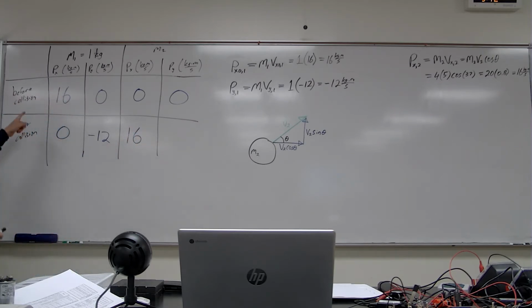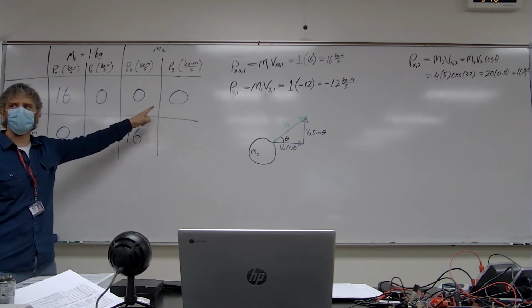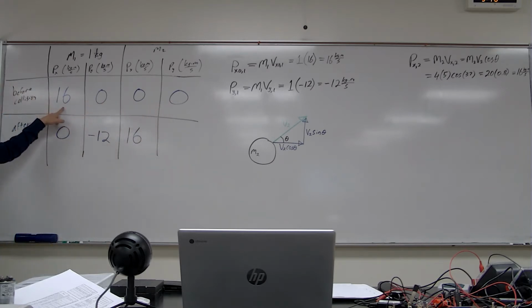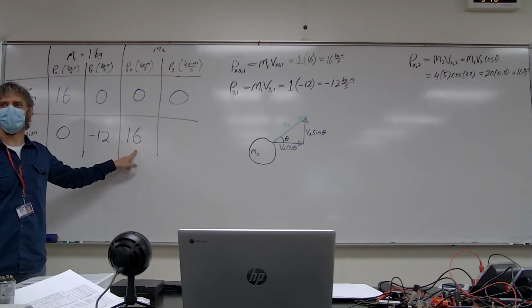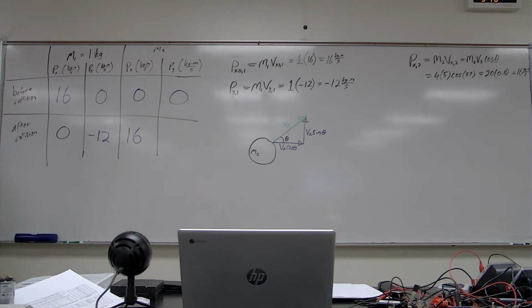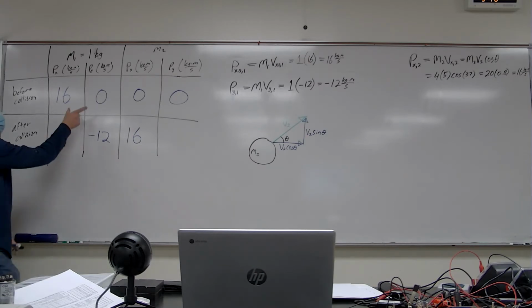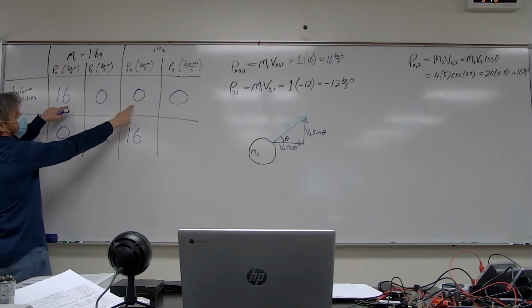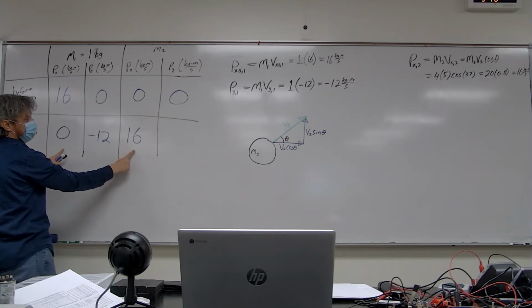Before the collision, the momentum in the x direction was 16 kilogram meters per second. After the collision, there's no more momentum in the x direction from m1. But momentum in the x direction must be conserved. So the momentum in the x direction has been transferred to m2. And so it carries the x direction momentum now. Again, total momentum in the x direction has to equal the total momentum before.